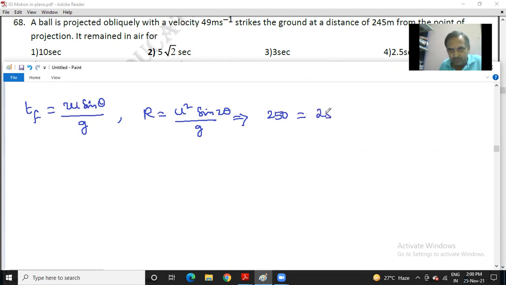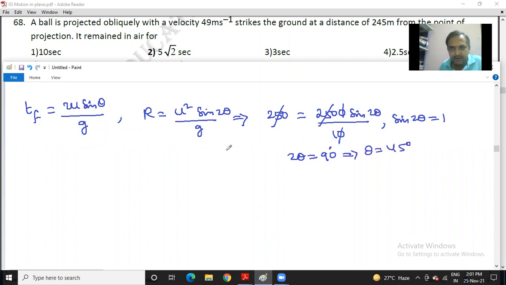50 square is 2500 sine 2 theta by g. g is 10, so this 0 cancelled, and this 250 cancelled. You will get sine 2 theta is equal to 1. So 2 theta will be equal to 90. So therefore theta is equal to 45. So angle of projection is 45.